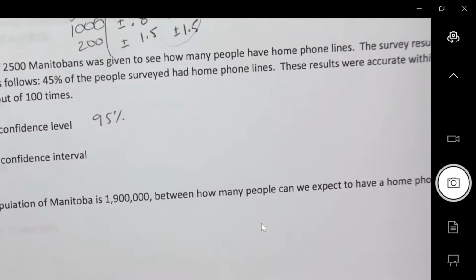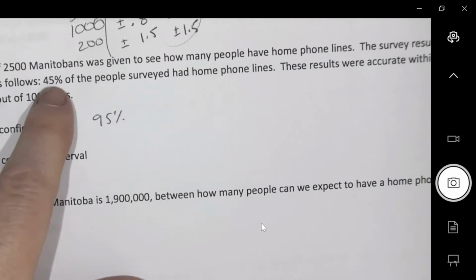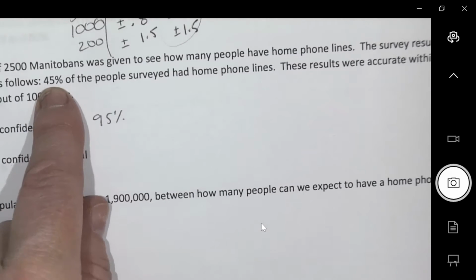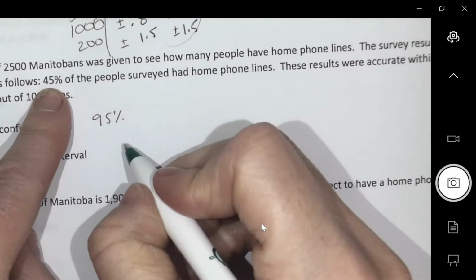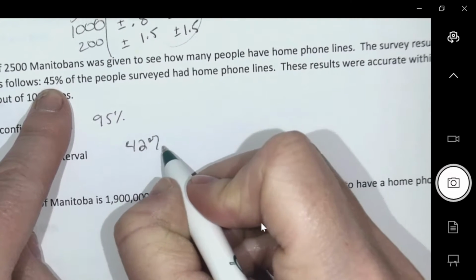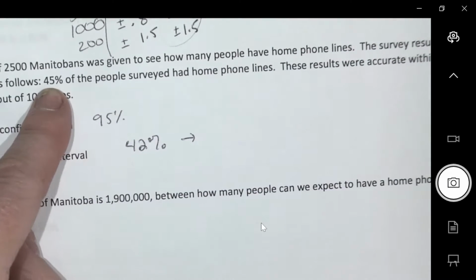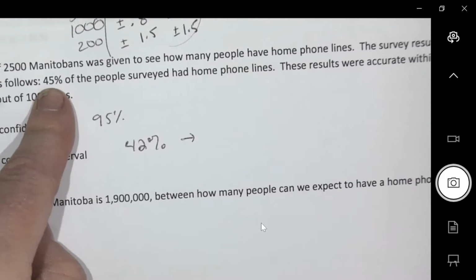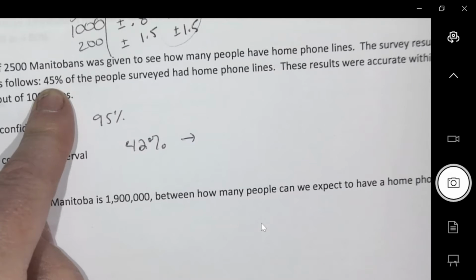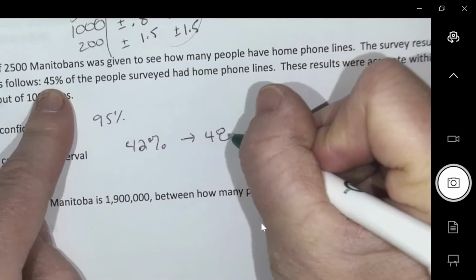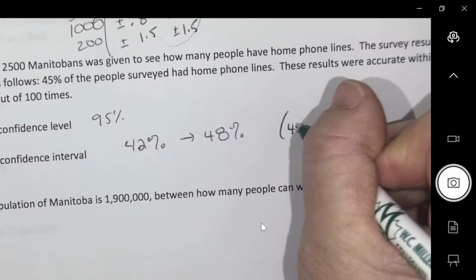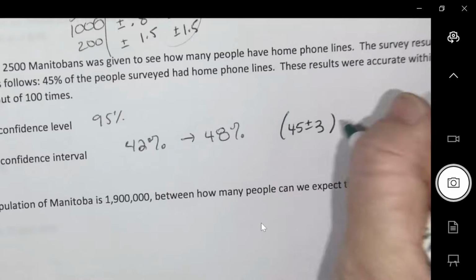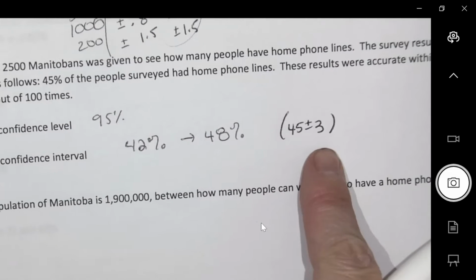What's the confidence interval? So the interval would be 45 within 3 points. So can you go down 3 points? So from 42% all the way up to, what's the highest we can go up to? 48%. Okay, basically what I'm doing is I'm taking that plus minus the margin of error.